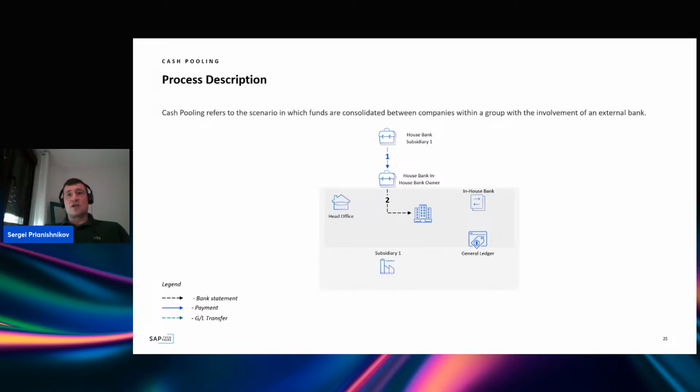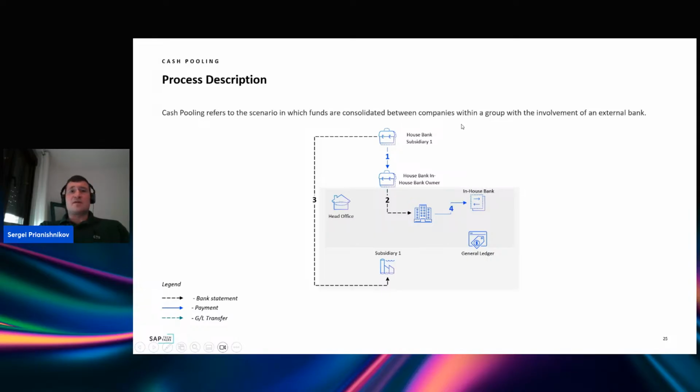The second step is that the in-house bank owner receives a bank statement from its external bank. This bank statement includes payments of subsidiary one resulting from cash pooling. The bank statement is imported to SAP and posted in financial accounting with the first posting area. Third, quite the same happens on the subsidiary side. The subsidiary receives a bank statement from the external bank account where cash pooling took place, and this bank statement is processed and makes a posting to the first area of the bank statement.